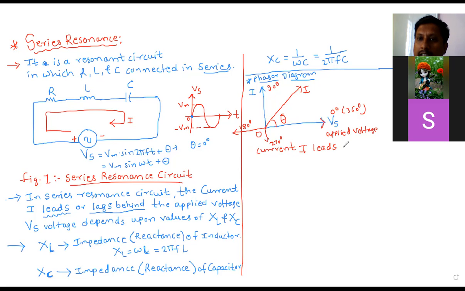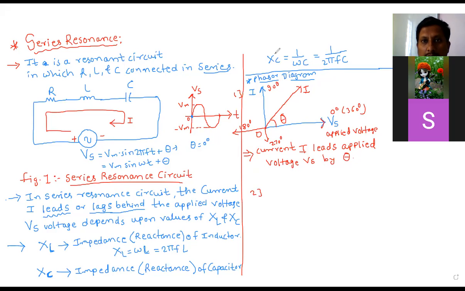So the current I leads the supply voltage, or applied voltage Vs, by theta. This is the conclusion from this phasor diagram. So this is the first point you can consider; now the second point.